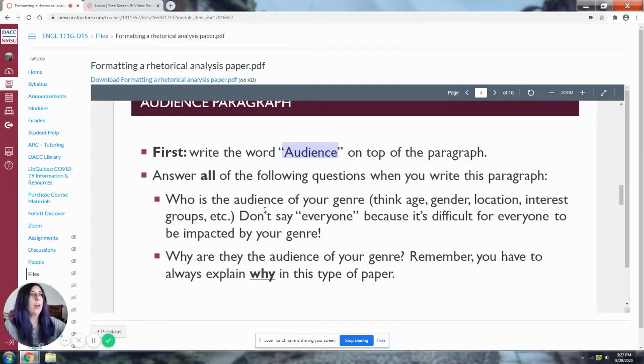Who is the audience of your genre? Don't say everyone, because not everybody's impacted by every little thing. So think of the age. Is it gender specific or not? Location, interest groups, etc. Don't say everyone because it's difficult for everyone to be impacted by your genre.